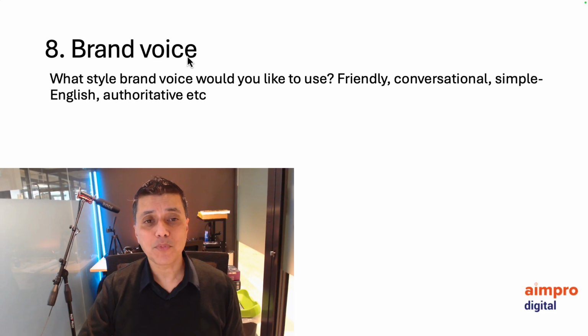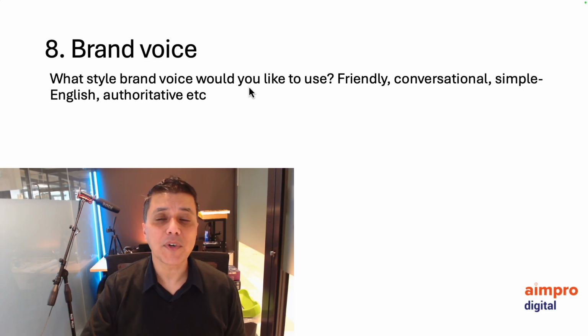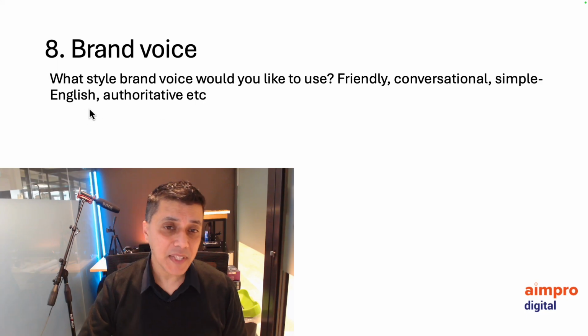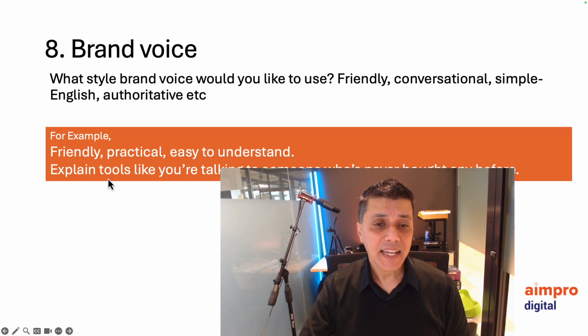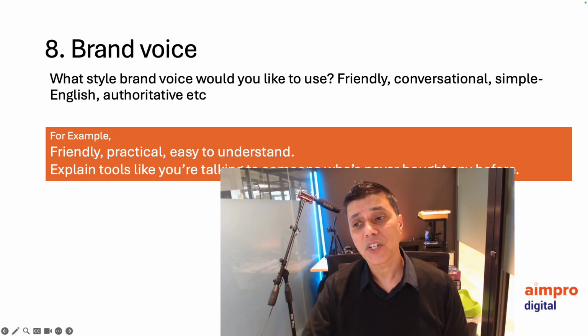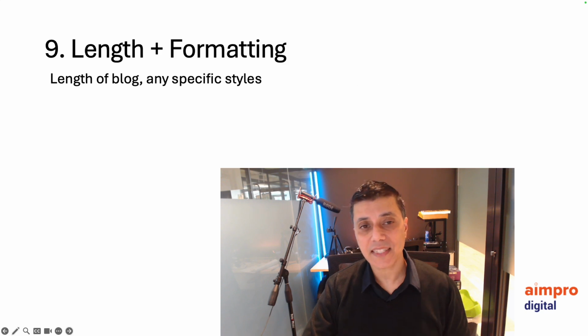Step number 8 is the brand voice. What sort of style or brand voice would you like to use? Is it going to be friendly, conversational, simple English, or authoritative? So for example, friendly, practical, easy to understand, explain tools like you're talking to someone who's never bought tools before. So you're giving it a lot more context.